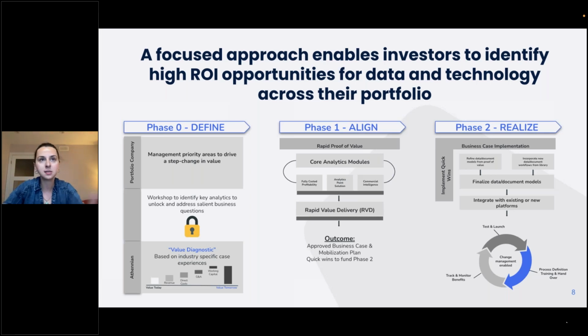And we often see this from the portco perspective. It allows for the teams to workshop their current pain points and provides for an opportunity to identify key analytics or maybe even KPIs that are required to unlock and address salient business questions. This can be around anything that is causing bottlenecks in the organization or even inefficiencies that are resulting into fines or penalties.